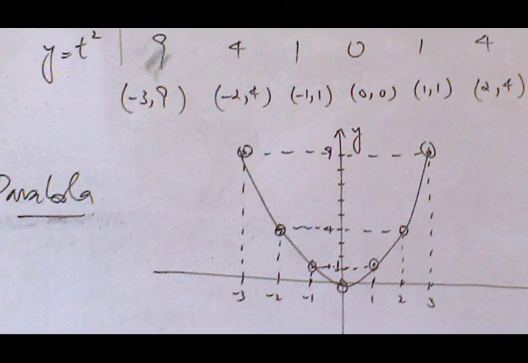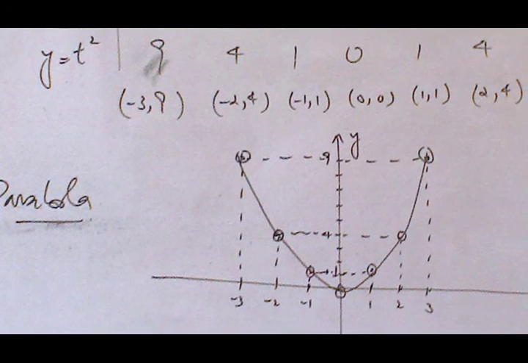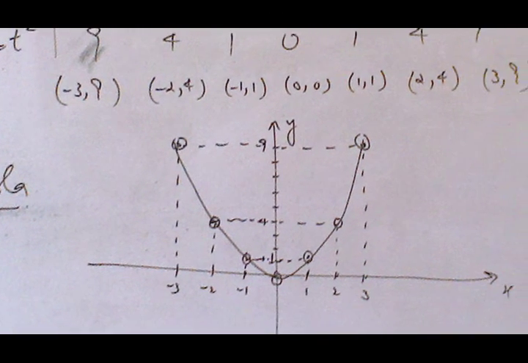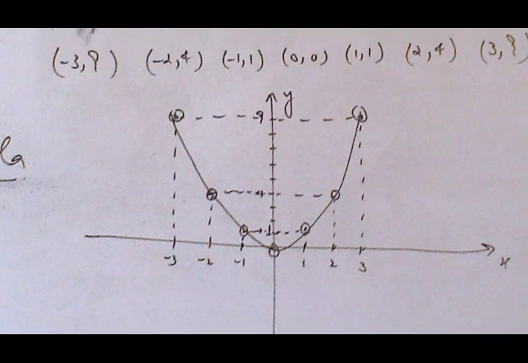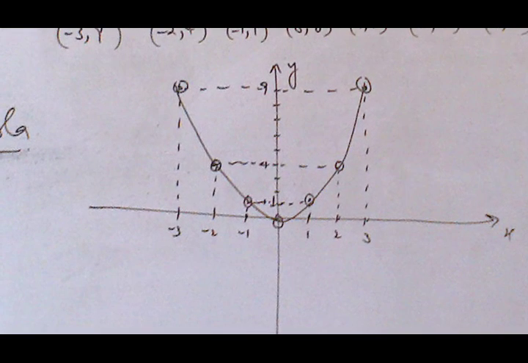Now we draw these ordered pairs. At minus 3 we have 9, at minus 2 it is 4, at minus 1 it is 1, at 0 it is 0. Now when we join these values it becomes a parabola. This shape is called a parabola.